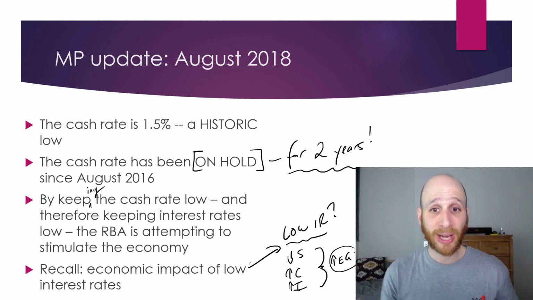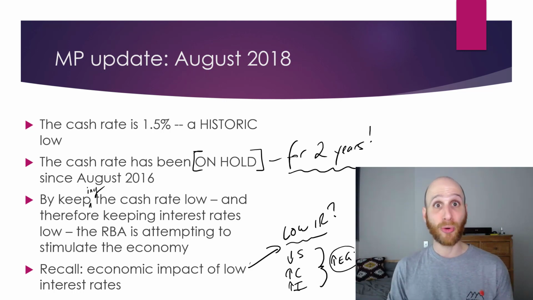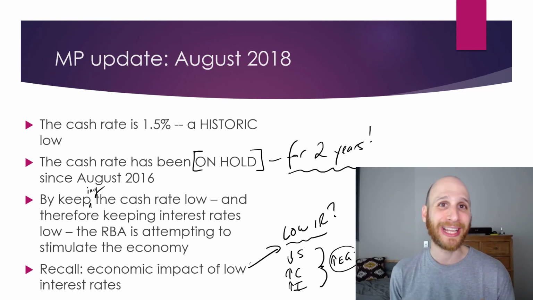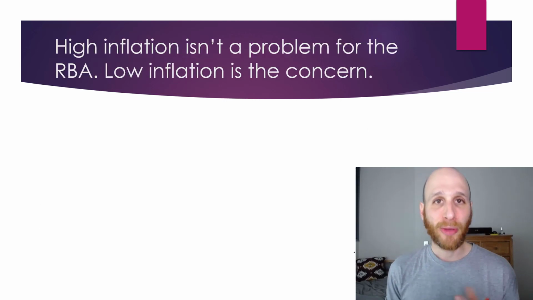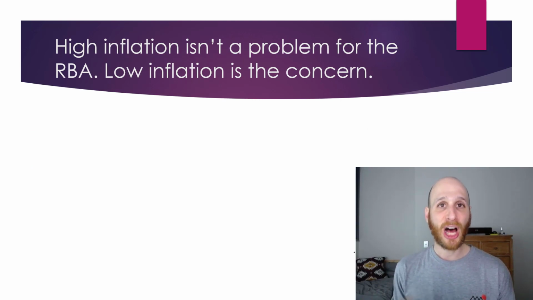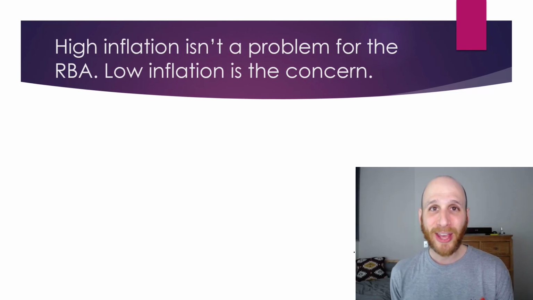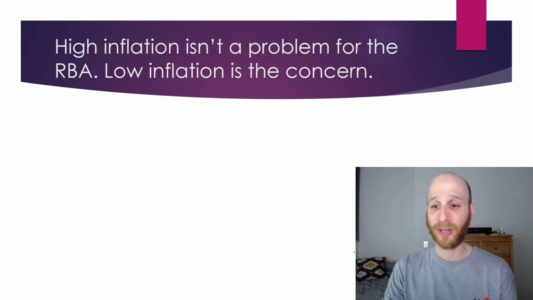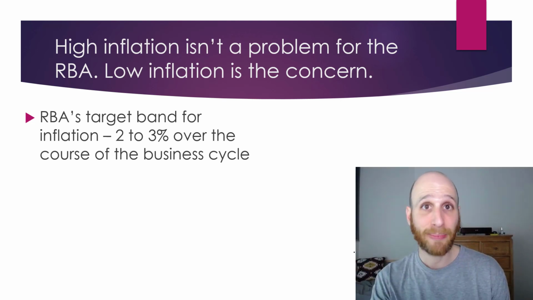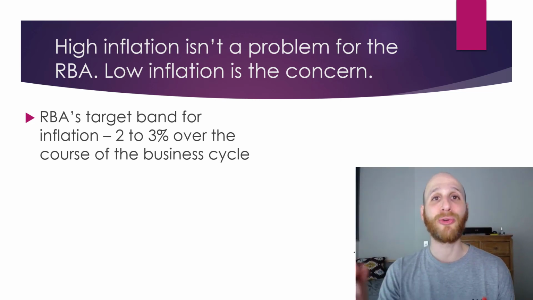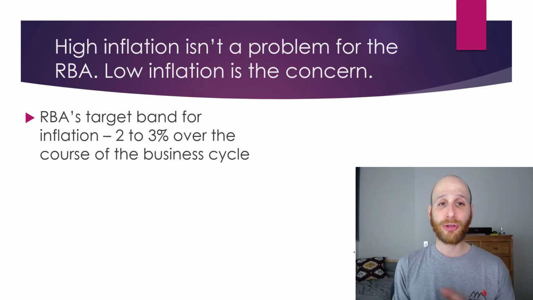If we've got low interest rates, there's less incentive to save and more incentive to spend and invest, so that's going to stimulate economic activity. Also, something you should think about is that high inflation isn't a problem for the RBA. Instead, the concern is low inflation. So remember the target band? The RBA's target band is for inflation to average 2 to 3% over the course of the business cycle.